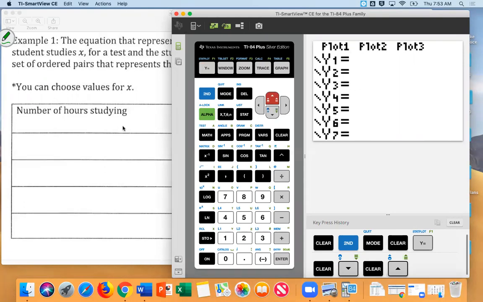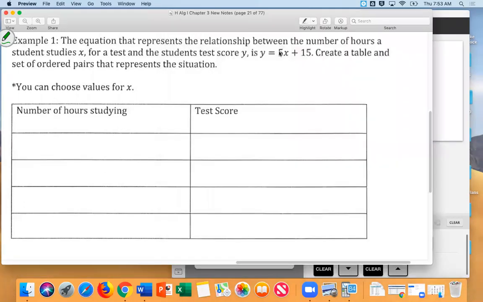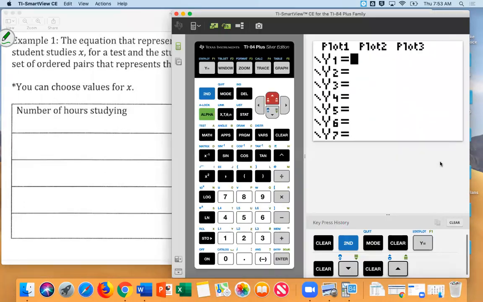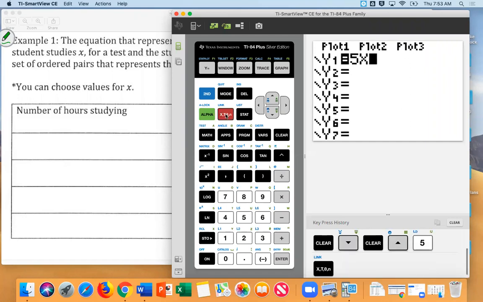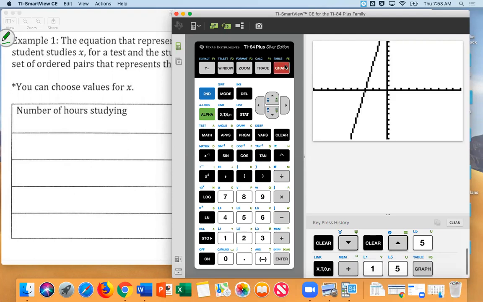So what I'm going to do is type 5x plus 15 into this equation. So everybody do 5. Now this is important: this X next to my green button, because that's the variable button, plus 15. And now I can create a graph. I could graph it and I could see that this is a function, right? It would pass the vertical line test. I could see that very quickly. But more importantly, I can create a table.